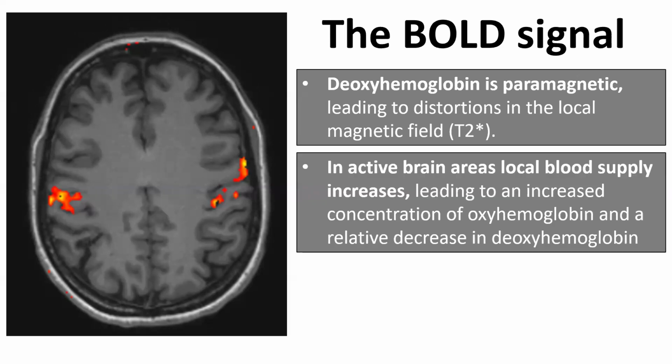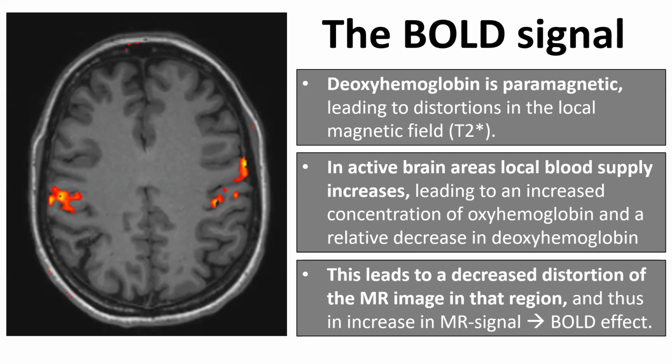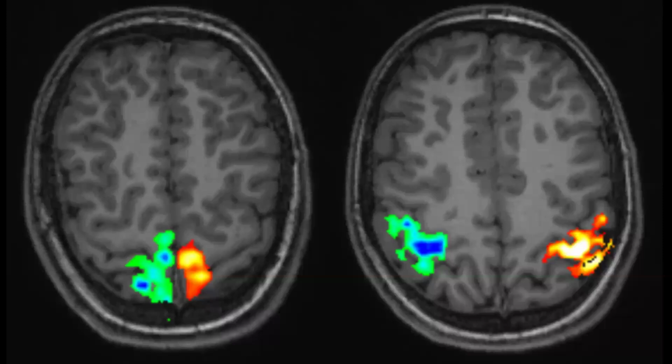However, if the relative concentration of deoxyhemoglobin decreases, this also means that there will be less distortion of the local magnetic field. And this is the basis of the BOLD signal. The fact that we will see less disturbance of the magnetic field, and fMRI allows us to capture and visualize that phenomenon.